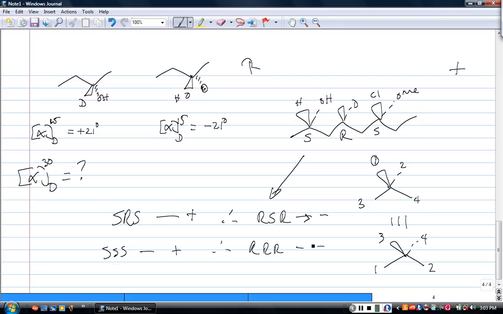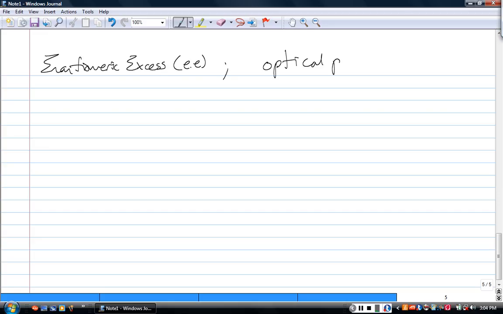Okay? Alright, so what we want to do then is switch focus a little bit and look at two terms that we will need to define and utilize. And those terms are enantiomeric excess, which is abbreviated EE, and something called optical purity, which is given the abbreviation OP. So let's see exactly how this comes into play.